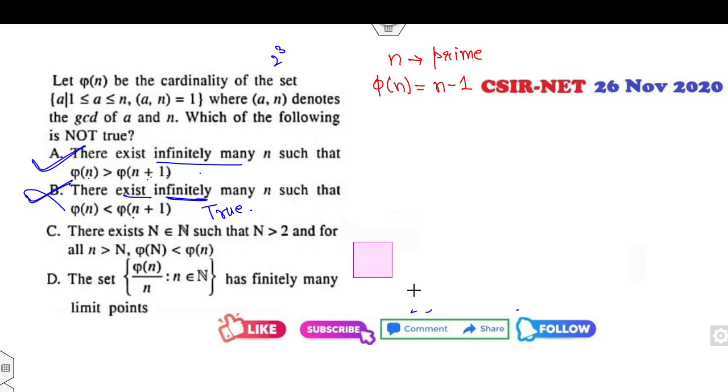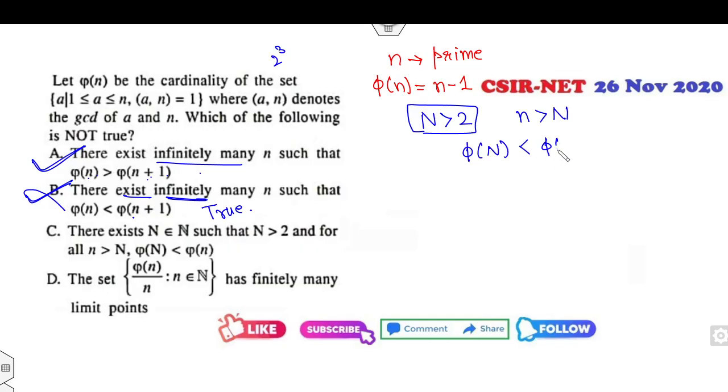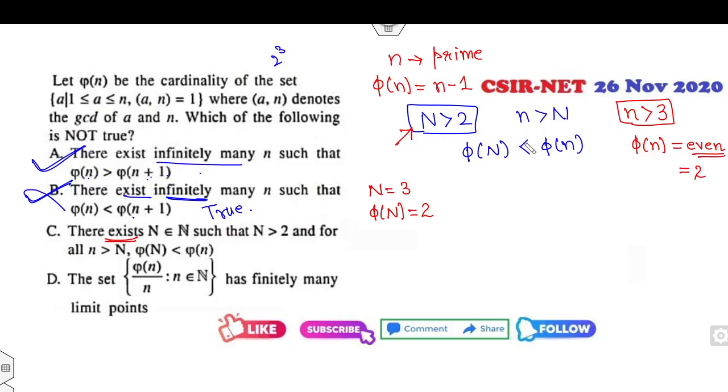Now look at the third option. There exists a capital N such that whenever n is greater than capital N, phi of n is always greater than phi of capital N. Our first target is to check whether such an N exists or not. It is not for all. I can choose N as 3. Phi of 3 is 2. Then whenever n is greater than 3, phi of n is an even number. So it can be 2, but we need strictly greater, which means N equal to 3 is not possible.